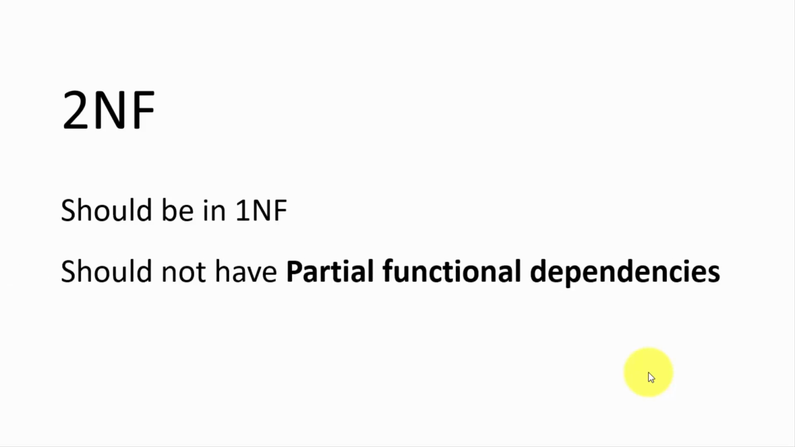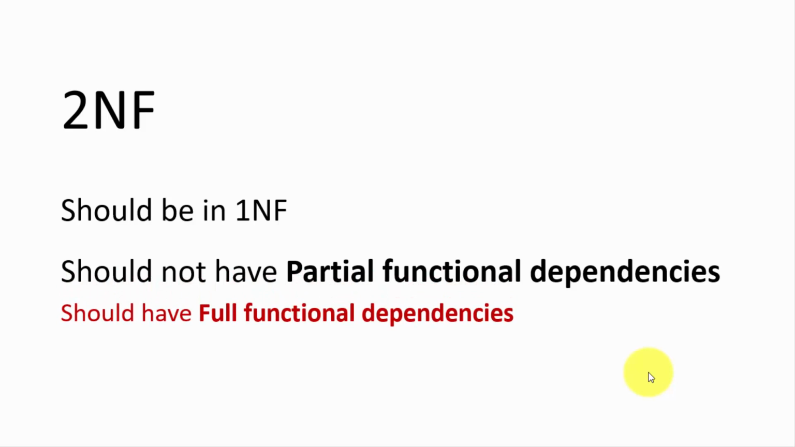Let's go to the second normal form. For a relation to be in second normal form, it must fulfill these two conditions. First, it must be in the first normal form, and then it should not have partial functional dependencies, meaning it should have full functional dependencies.